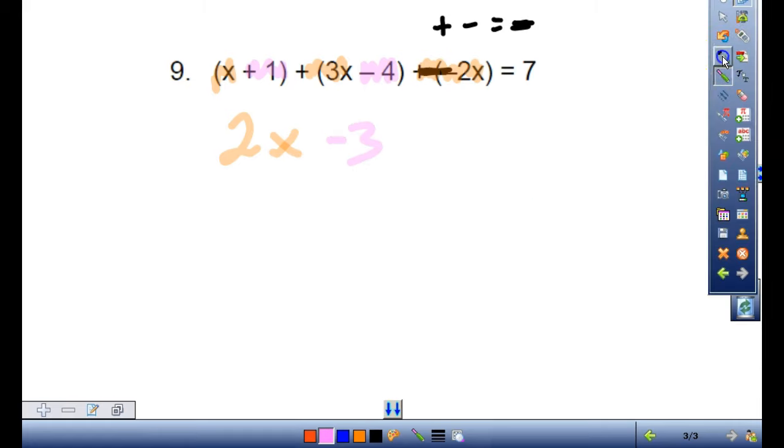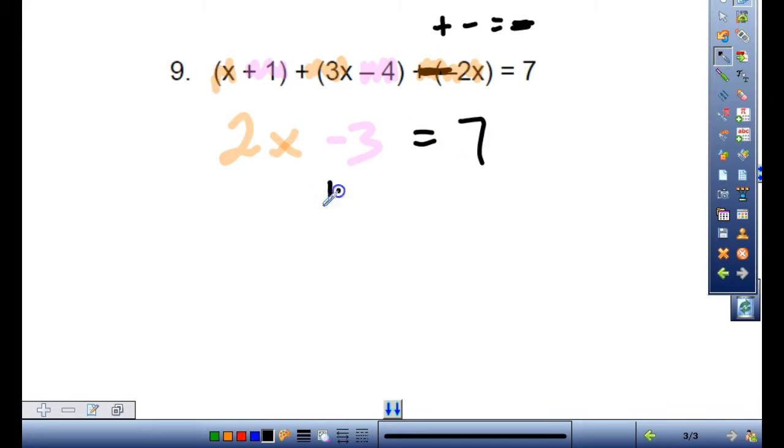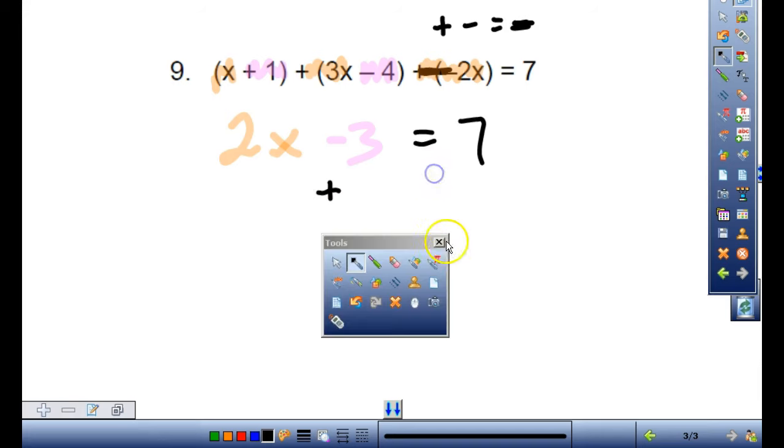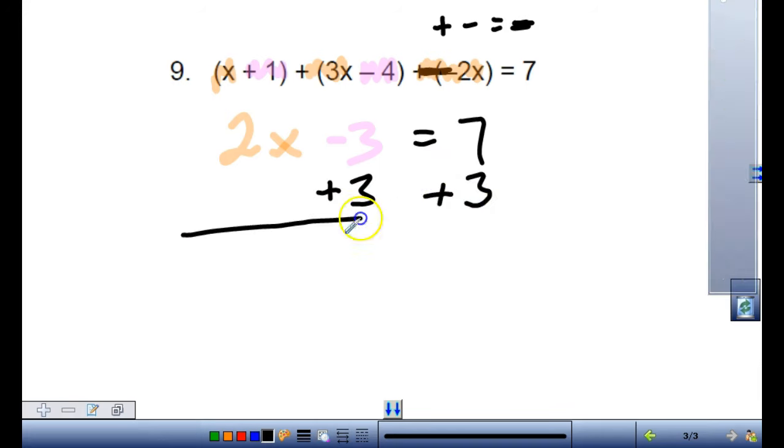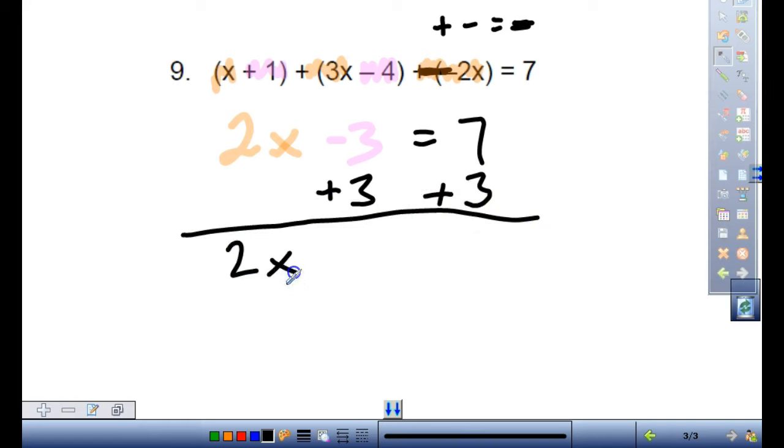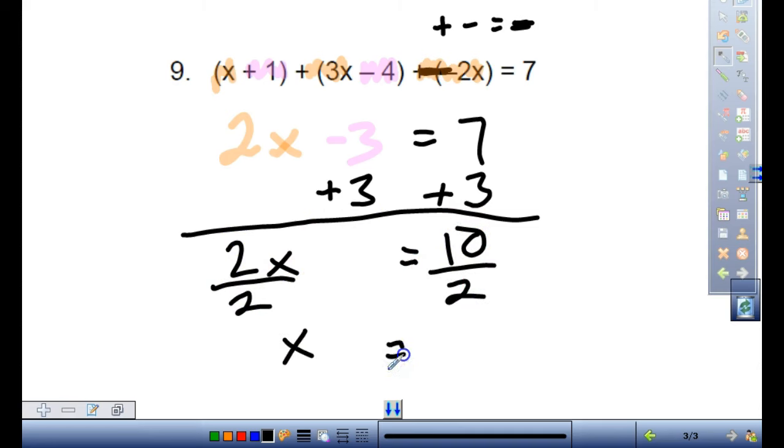And then from there, we can act as normal, and do the same step as always. Add 3 to both sides, divide both sides by 2, and your x equals... 2 times what is 10? And you get 5. But still prove it, write all your steps down, just like that.